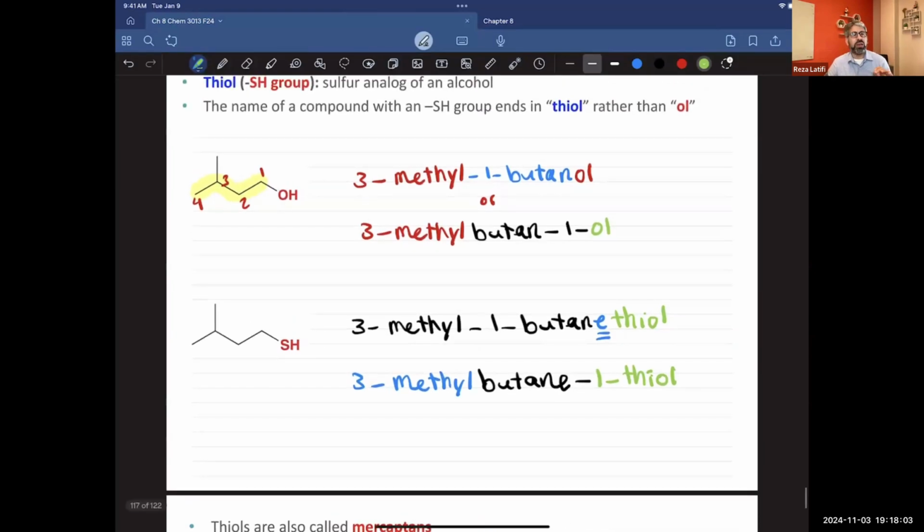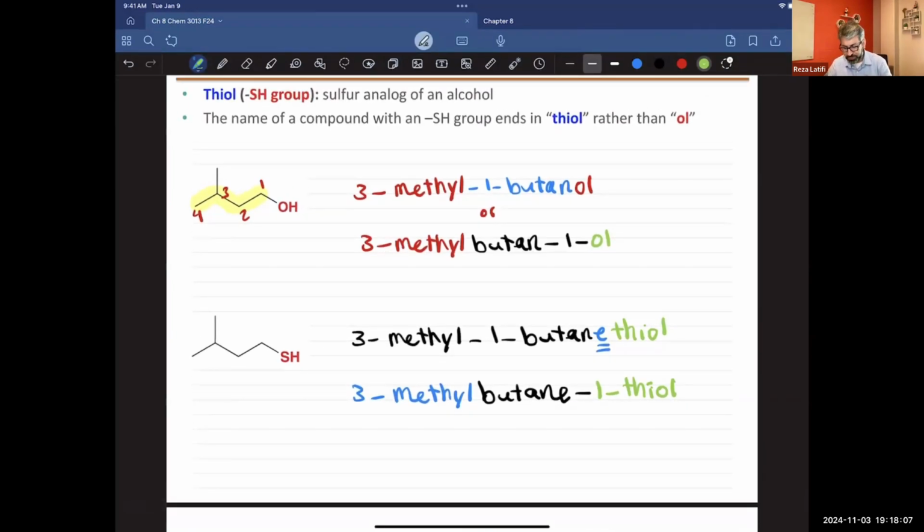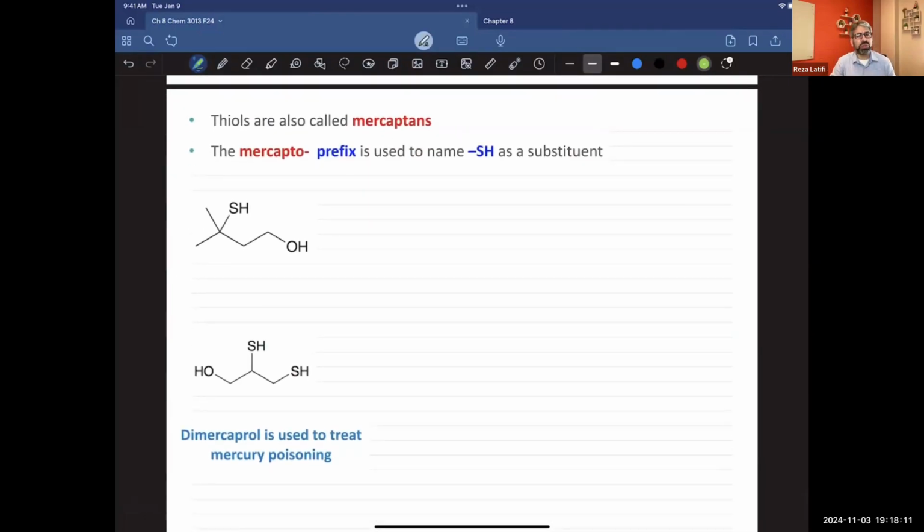So thiols have SH instead of OH in alcohol. Sometimes we also call thiols mercaptans, and we can use mercapto as a prefix to name the compound. For instance, in this case, we have 1, 2, 3, and 4. The main chain is butane. We have 2 substituents. One substituent is SH, and the second one is methyl. So we have mercapto versus methyl. The mercapto gets priority over the methyl. And where is it? It's sitting on the third carbon.